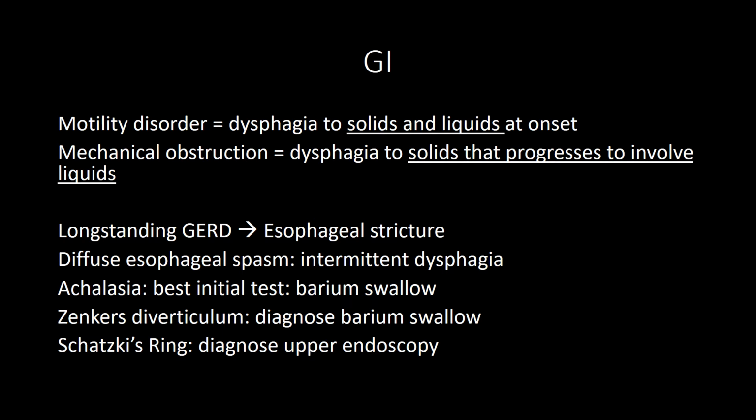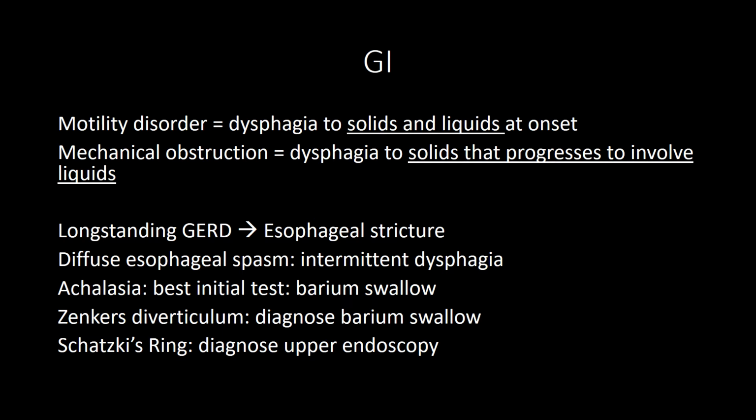Zenker's diverticulum is the result of increased pressure in the lower pharynx, causing diverticulum or pouchings to form. Patients often regurgitate food and develop halitosis from the trapped food. Diagnosis with a barium swallow.